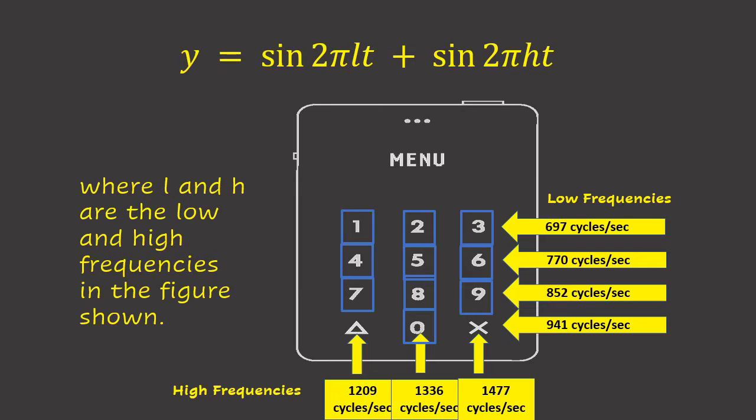Keep in mind, we're looking at 7, so the low frequency is 852, so we're going to replace L in the formula by 852, and the high frequency is 1209, so we're going to replace H by 1209.